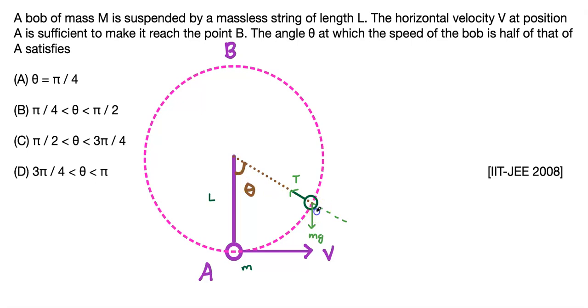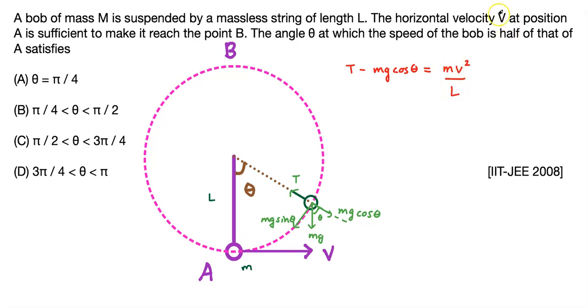So if this is theta, this angle is also going to be theta. And so the weight, the mg vector, can be resolved into an mg cos theta, that's radial, and an mg sine theta, that is tangential to the circle. Right? And the resultant of the tension and mg cos theta must provide the necessary centripetal force for the bob to execute circular motion, which gives us our first equation, that T minus mg cos theta equals m v squared over L.